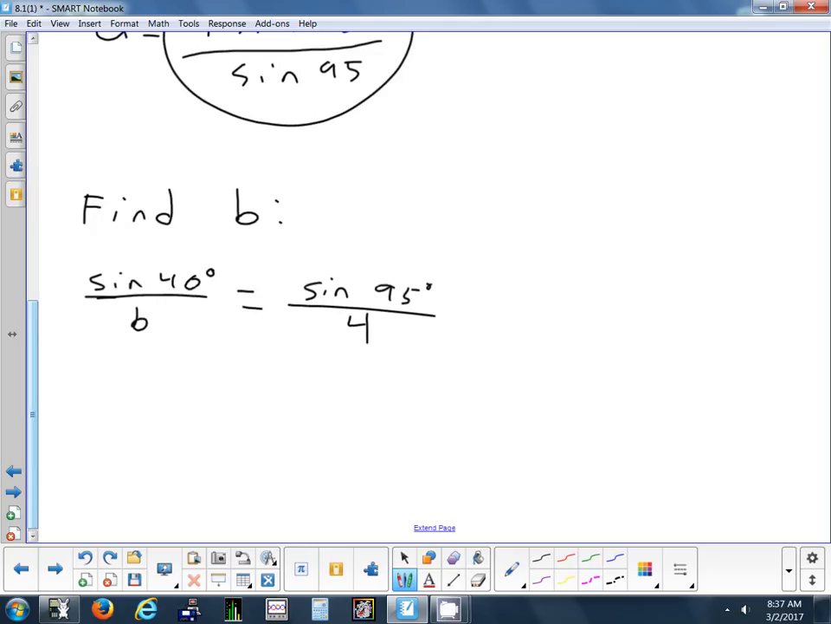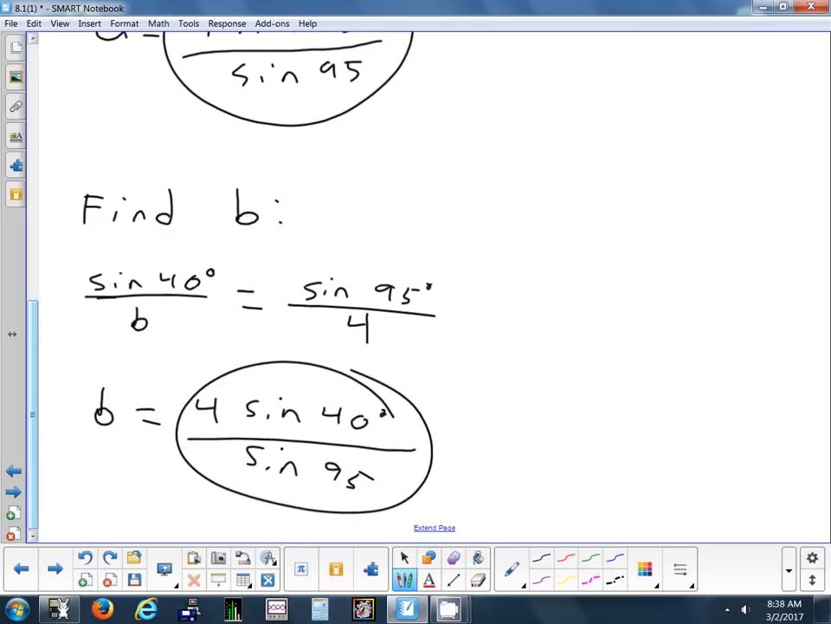Great. Any questions on setting that up? Okay, so now we're going to solve it. Get B by itself. Quinn, can you tell me what B will be? You don't have to give me the decimal, but just tell me what times what divided by what. It'll be 4 sine 40 degrees over sine 95 degrees. Yep. Type that in, and that is your answer for B.